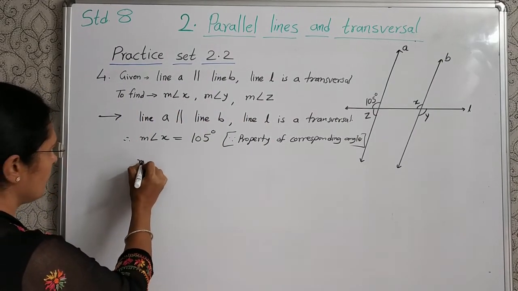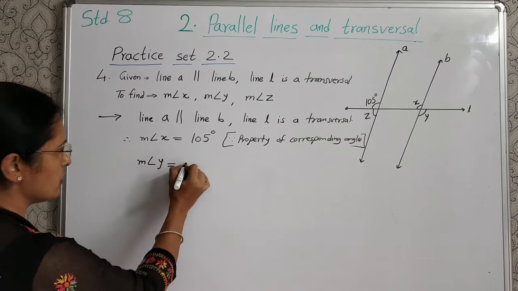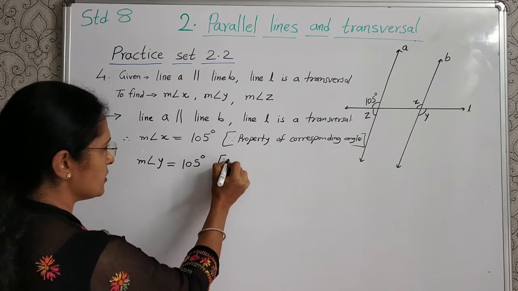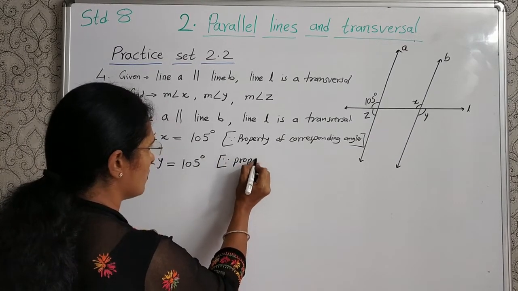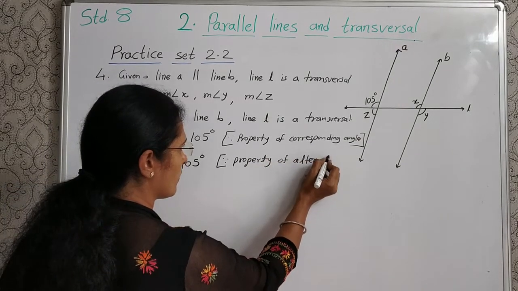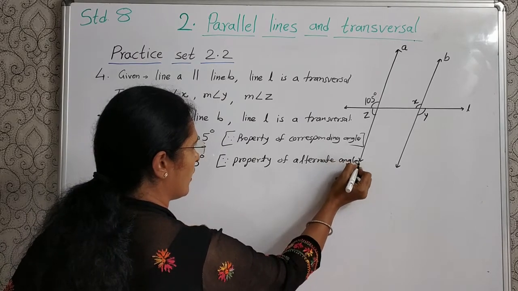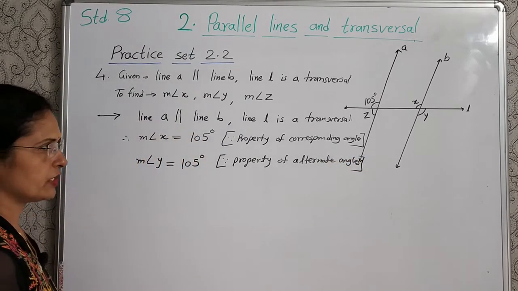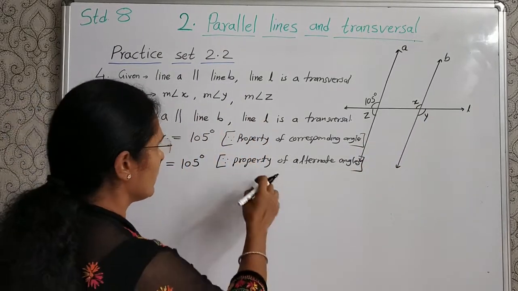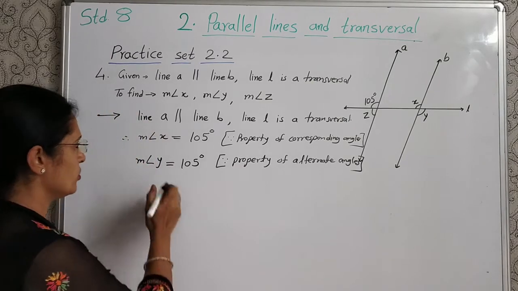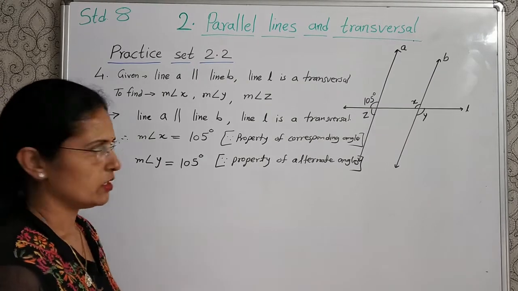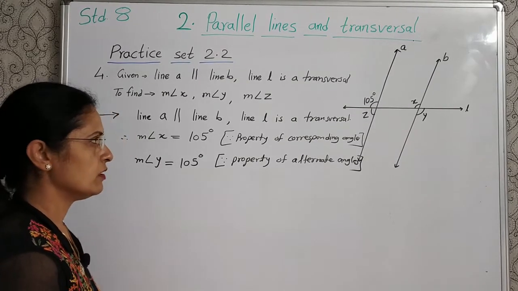Next, measure angle Y is equal to 105 degree. Reason is property of alternate angles. So we are using the property of alternate angles. You can use vertically opposite angles also. Vertically opposite angles are equal and alternate angles are also equal. So measure angle Y is equal to 105 degree. We got Y also.